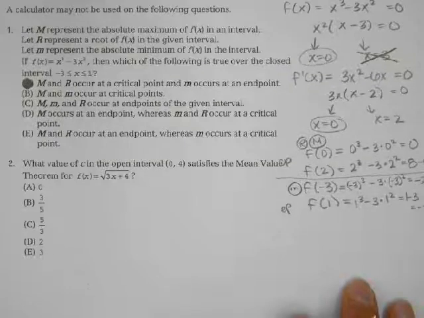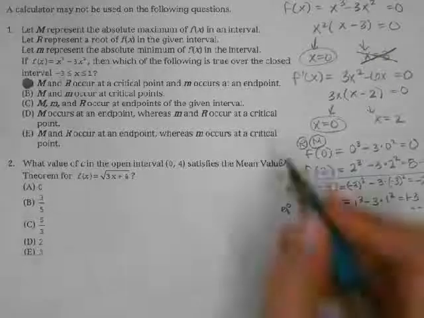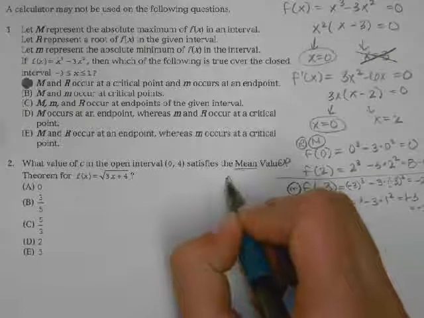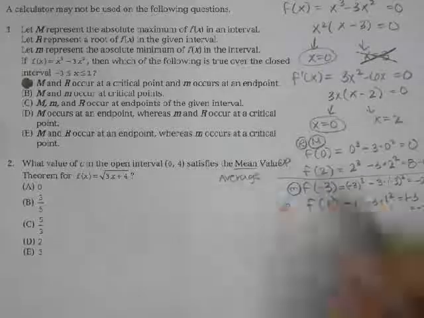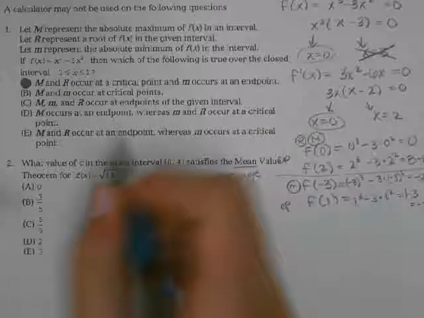All right, number 2. What's the value of c in the open interval 0, 4 that satisfies the mean value theorem? So mean value theorem, in my notes I wrote that it was the average, which may or may not help you, I'm not sure. But I was thinking like average rate of change or average slope. That in my head kind of reminds me that it's dealing with a slope here. So to do that, we plug in the ends.